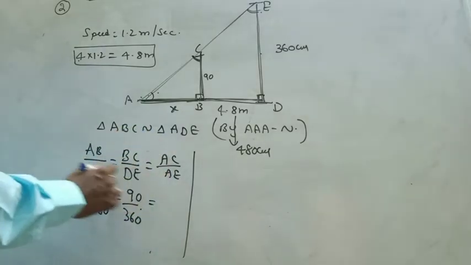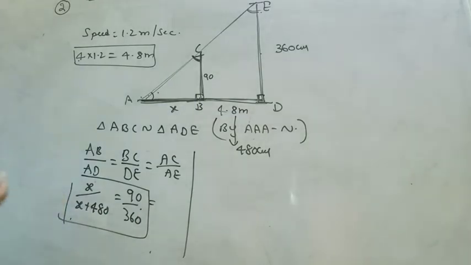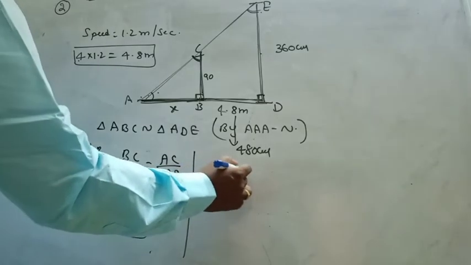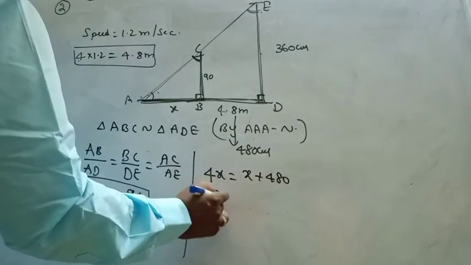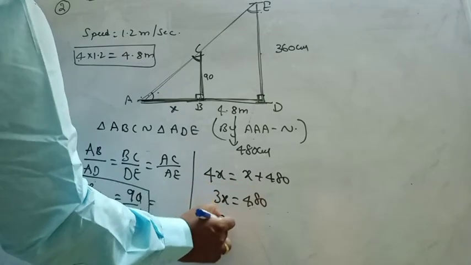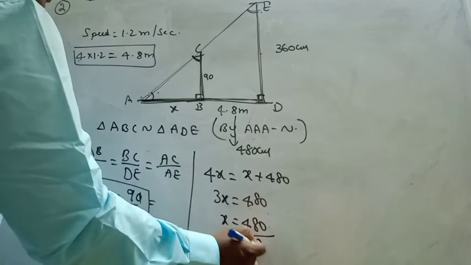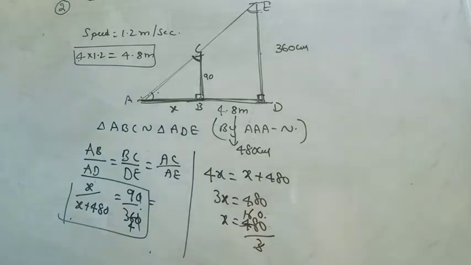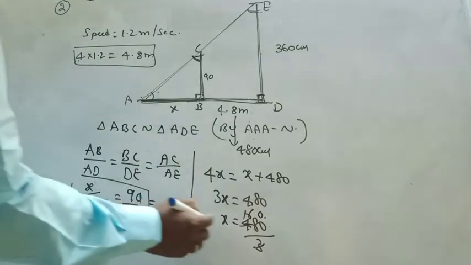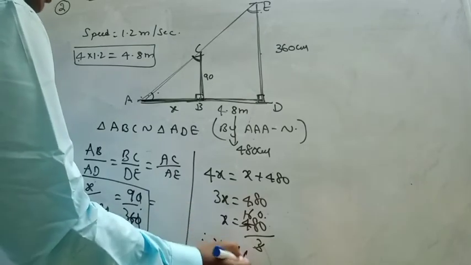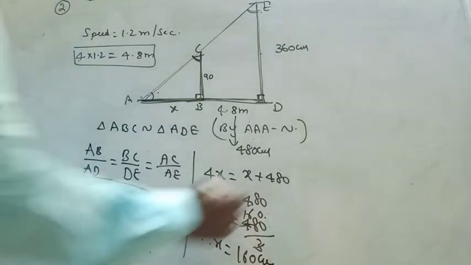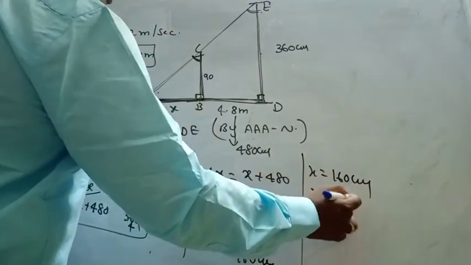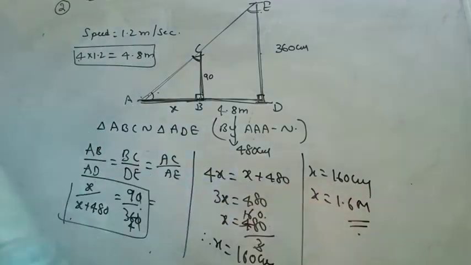That we don't want. Let us take these two and find the value of x. Then we will get 9 ones are 9, so 9 fours, that means 4x is equal to x plus 480. Now 3x is equal to 480. x is equal to 480 divided by 3. 3 ones, 3 sixes, 160 we have got here. Therefore, x is equal to 160 centimeters, our shadow length. That means x is equal to 1.6 meters.